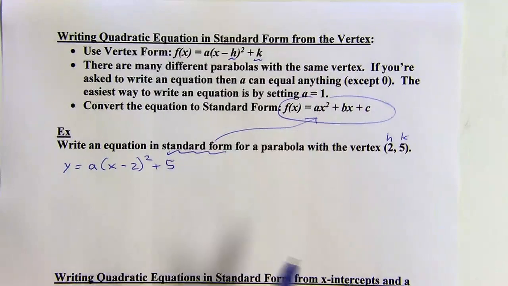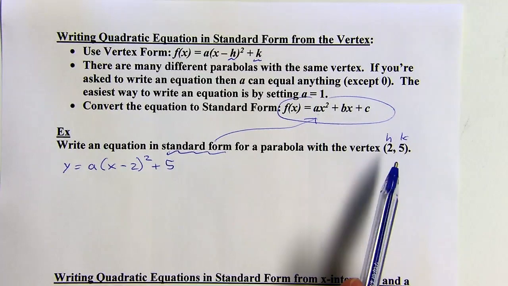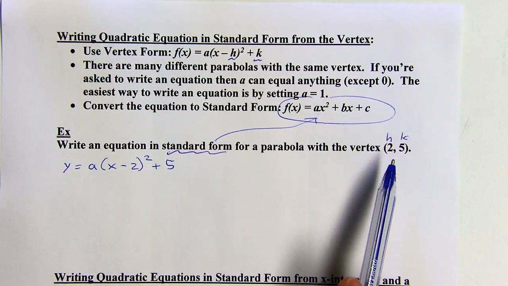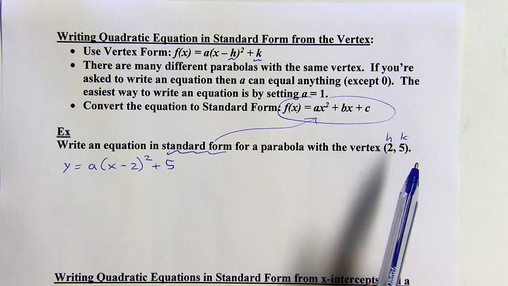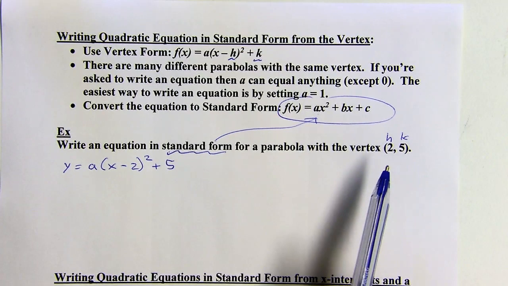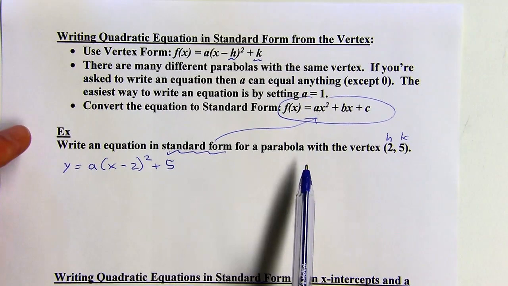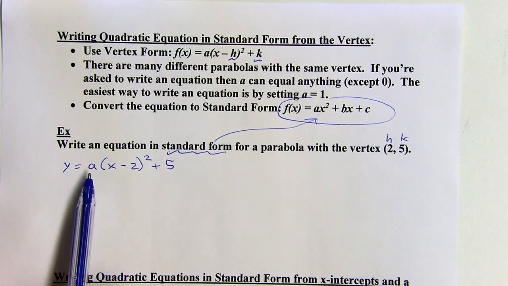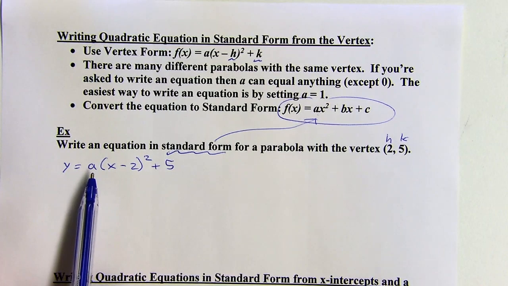Okay? Now, there are many different parabolas that have a vertex at 2, 5. It could open upwards or down. It could be a very wide parabola or a very narrow parabola. It doesn't say in this problem if it opens up or down or how wide or narrow it is. And all those things depend on the a value. So that means that this a value can be anything we want, with one exception.